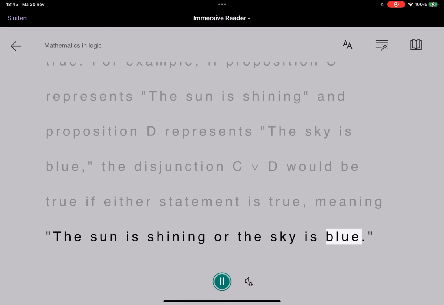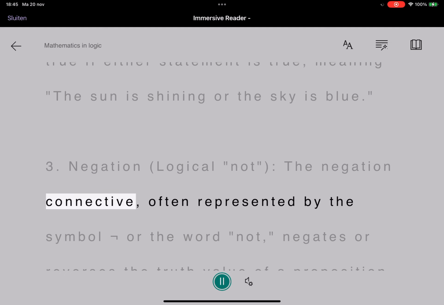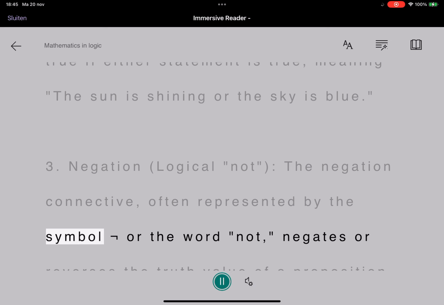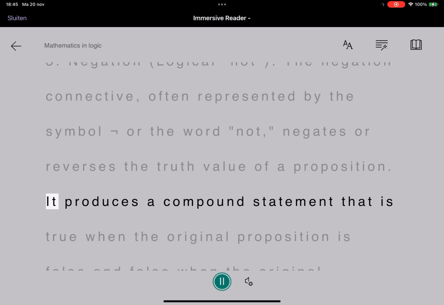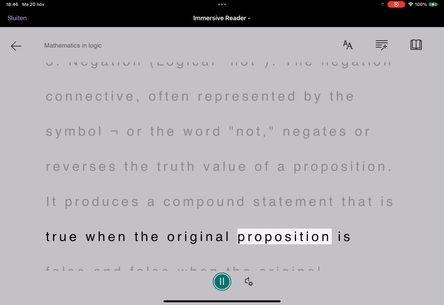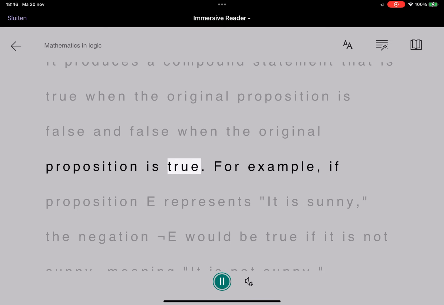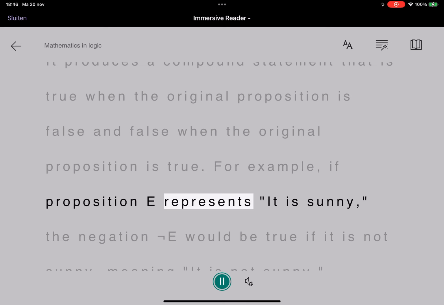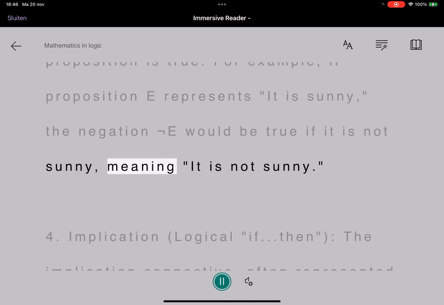3. Negation, logical NOT. The negation connective, often represented by the symbol ¬ or the word "not", negates or reverses the truth value of a proposition. It produces a compound statement that is true when the original proposition is false and false when the original proposition is true. For example, if proposition E represents "it is sunny", the negation ¬E would be true if it is not sunny, meaning it is not sunny.